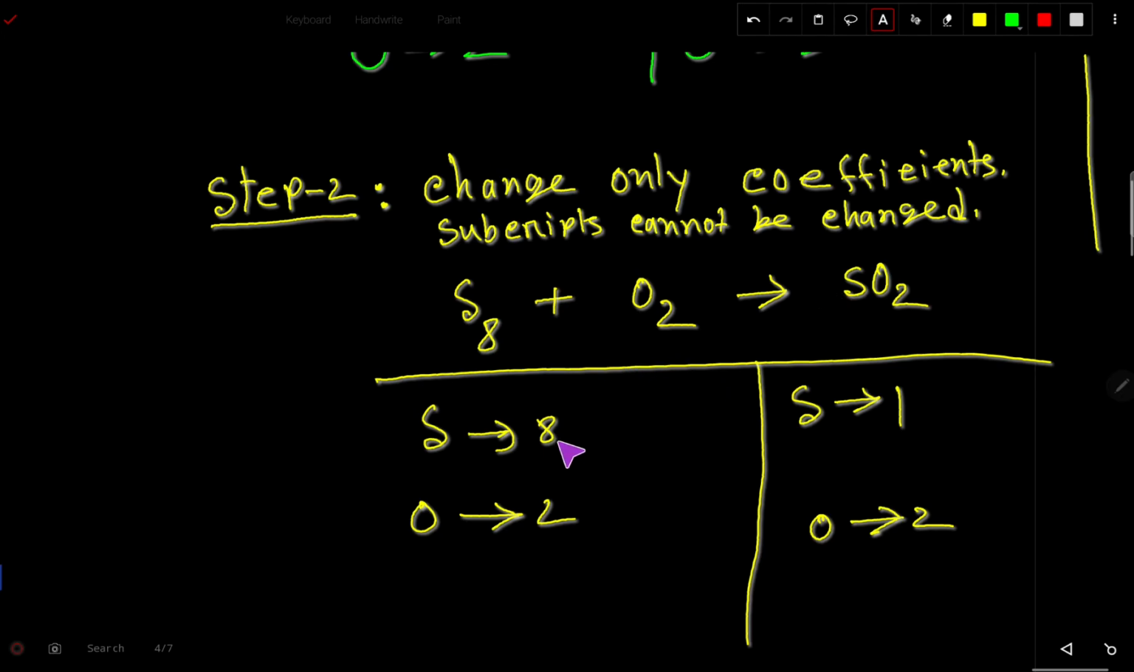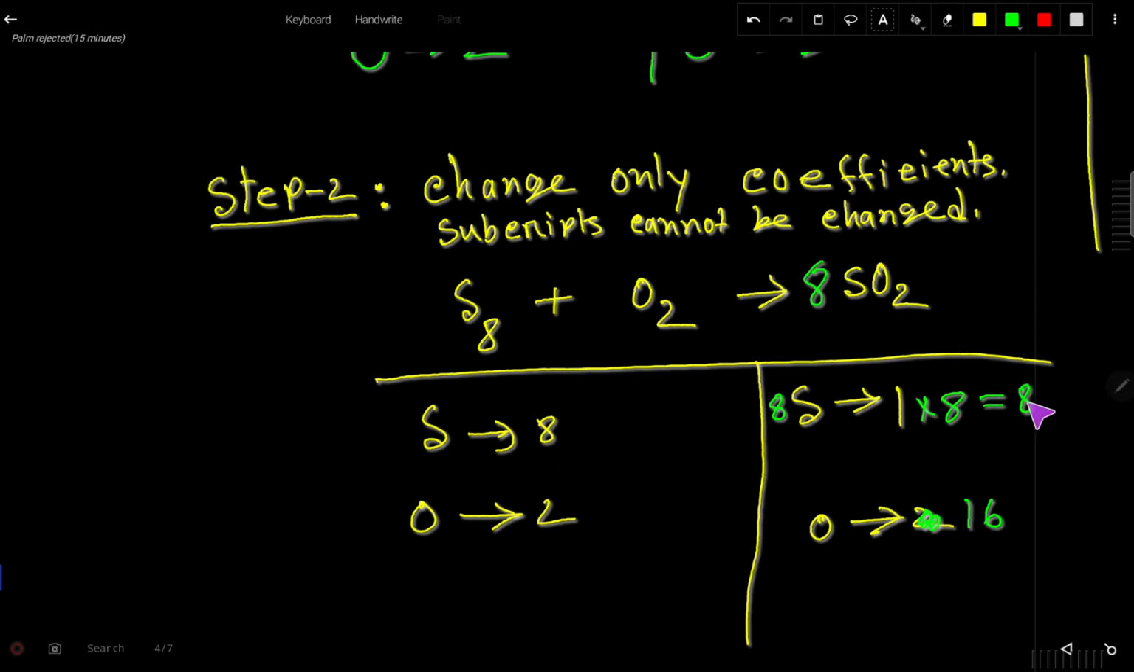So let us balance. Here the number of sulfur is 8, and here 1. To balance the number of sulfur, what can I do? I can multiply here by 8. That gives me 8. This 8 will come before this atom, because this sulfur has come from here. If you put 8 here, the number of sulfur is 8, but the number of oxygen will be 8 times 2, that is 16. Right? Now you have 16 oxygen.